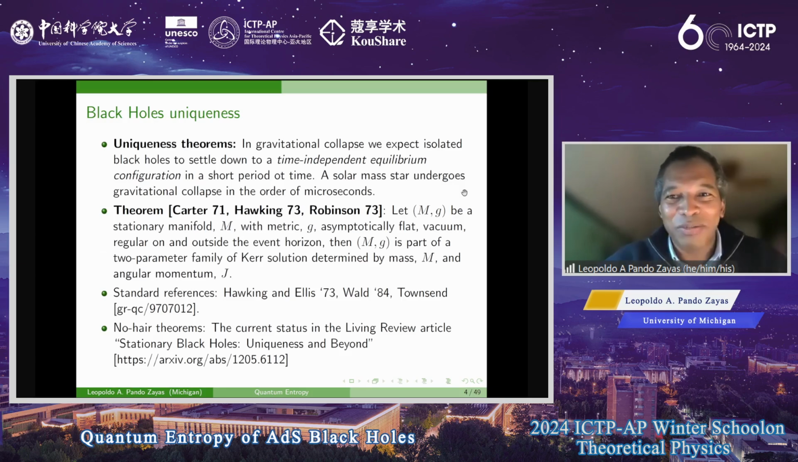Again, I hope that many of you have taken advanced GR or some higher level GR, and this is mostly a reminder, and you can see it's stated very cleanly. Let M and G be a stationary manifold M with metric G, which is asymptotically flat. Then vacuum regular solutions on and outside the event horizon are completely determined by two parameters. These are the Kerr solution, mass and angular momentum. If you add other fields like electromagnetism, then there will be a charge, electric charge or magnetic charge, but that's it.